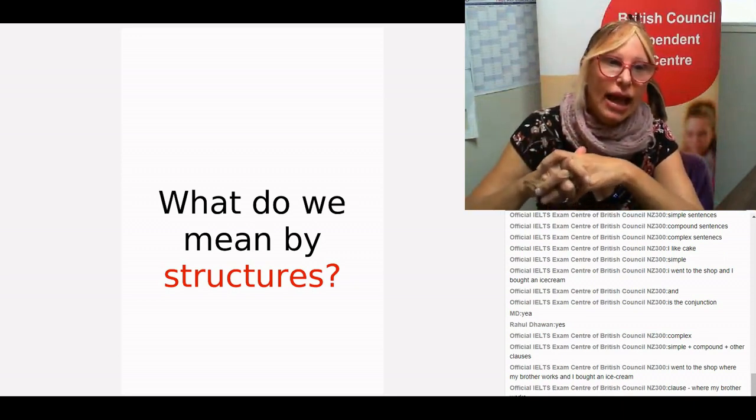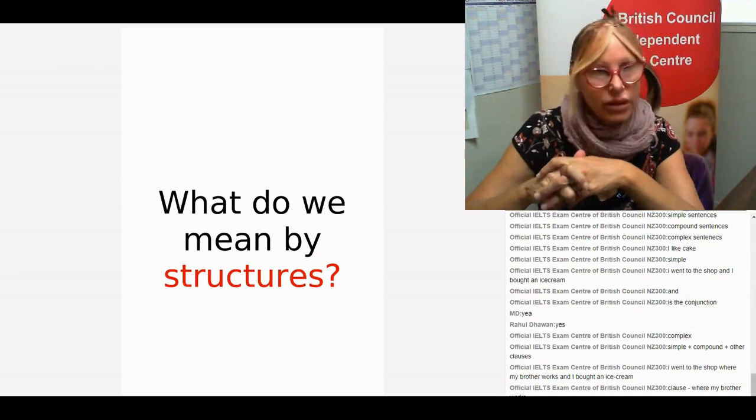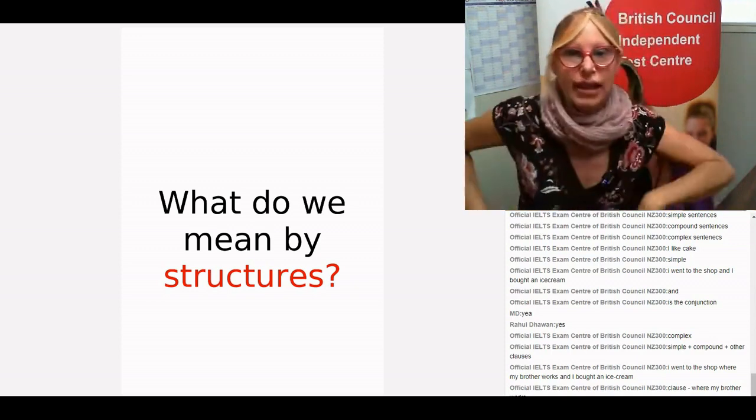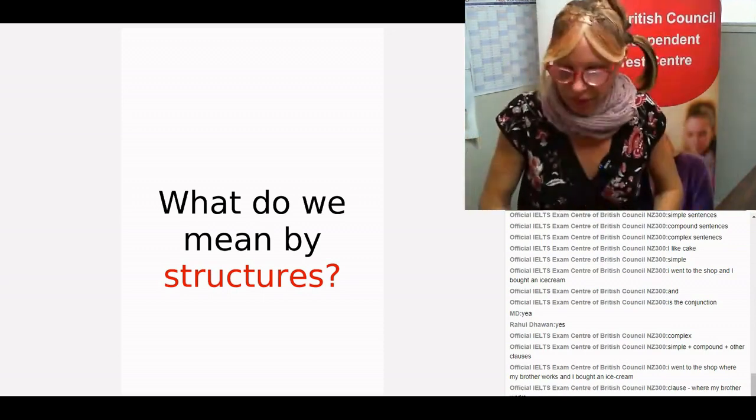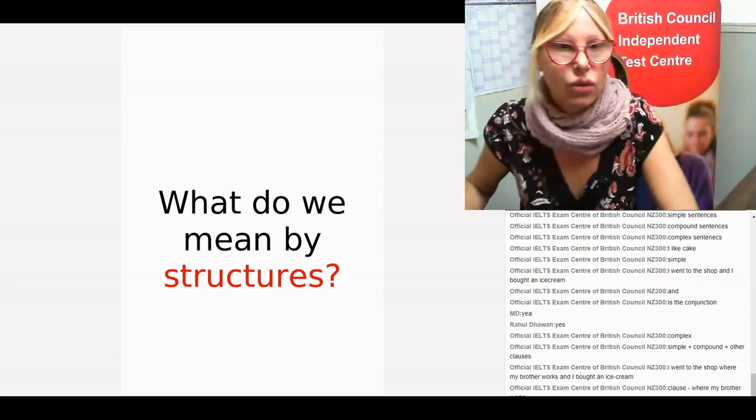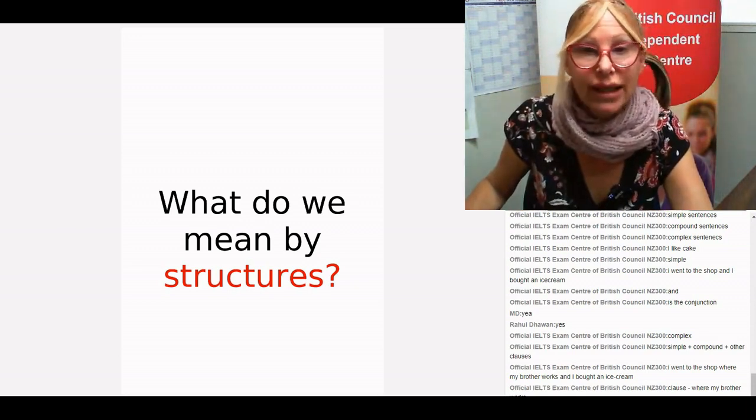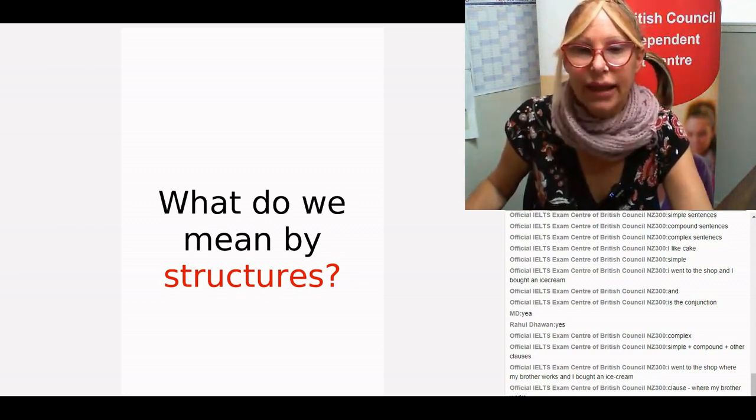Complex sentences are the most difficult to master in English, and there's a whole lot of features that a complex sentence can have, which we're not going to have time for all of them today. But just to give you an idea about structures, we're looking at sentence types, okay?